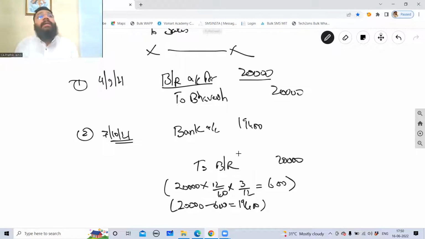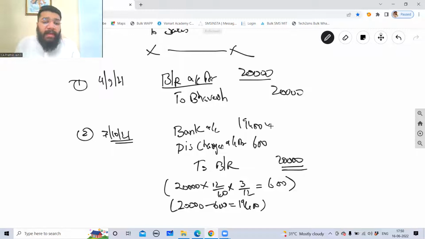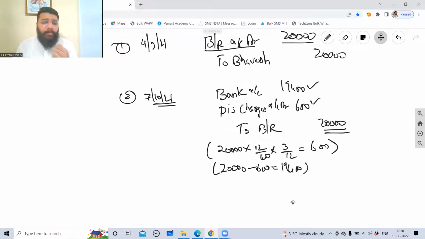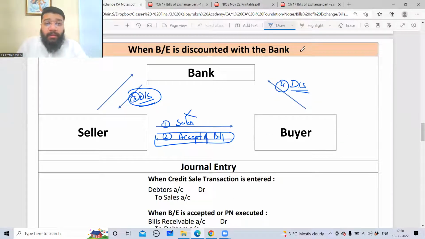Who will bear the discounting charges? Drawer or drawee? Drawer has to bear. So the person who is bearing the expenses will record the expenses. So discounting charges account debit, which is 600. So out of this 20,000, we received 19,400 and the balance 600 is our expenses. Any problem in this? Online students, do you have any problem here? No, sir.